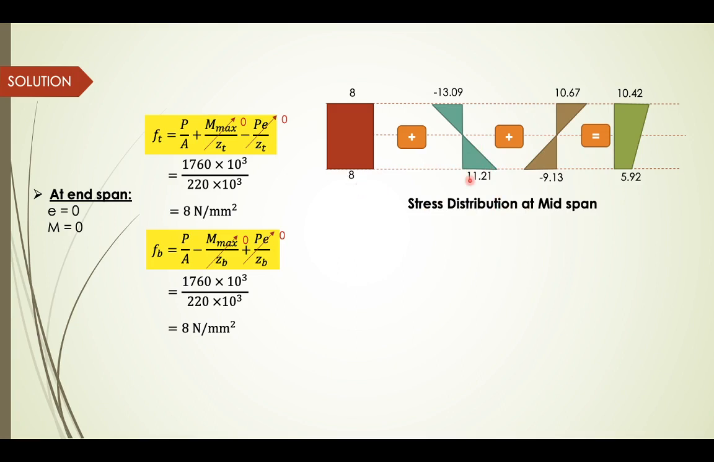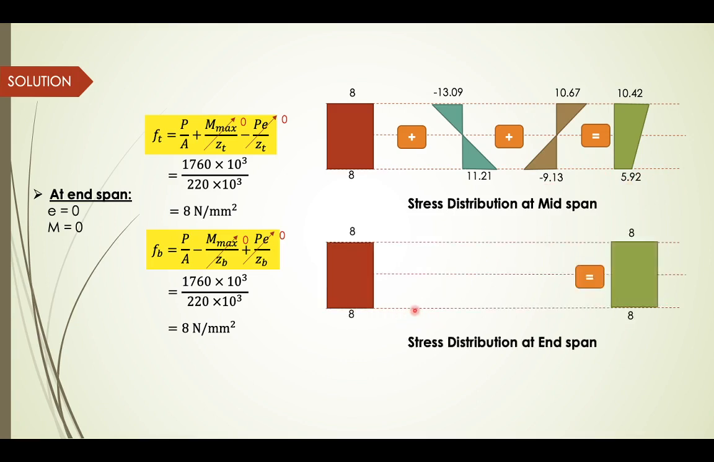So we have 8 plus 11.21 minus 9.13. Right, so we have 5.92 for the bottom part of the beam. Then this is the stress distribution at the end span. Since we are not going to have any effect of the moment and also the eccentricity, we are left with only 8 Newton per millimeter square, which is due to the pre-stress force.